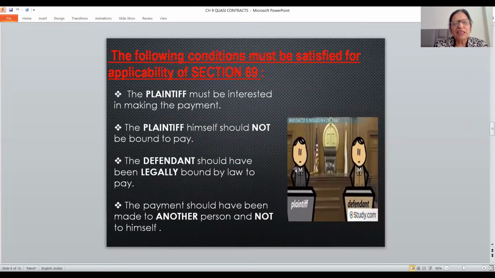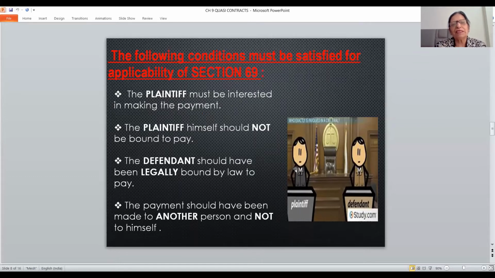But there are some conditions which must be satisfied for the application of Section 69. Now, friends, I'll take up all these conditions and explain. The plaintiff must be interested in making the payment. So, there are two parties involved: one is the defendant, second is the plaintiff. The plaintiff himself should not be bound to pay. The defendant should have been legally bound by law to pay. The payment should have been made to another person and not to himself, not to the department.